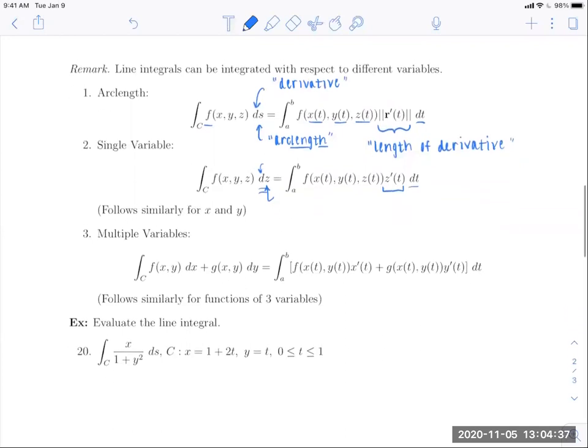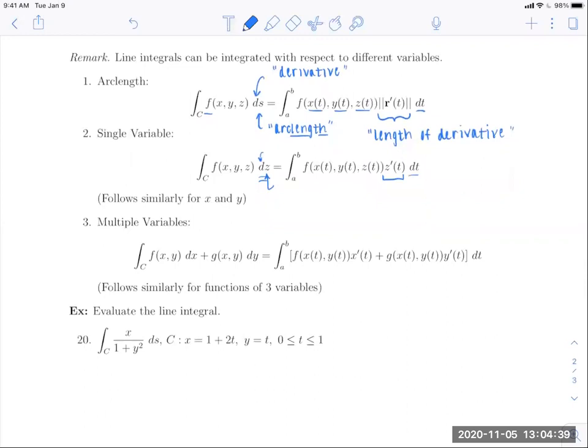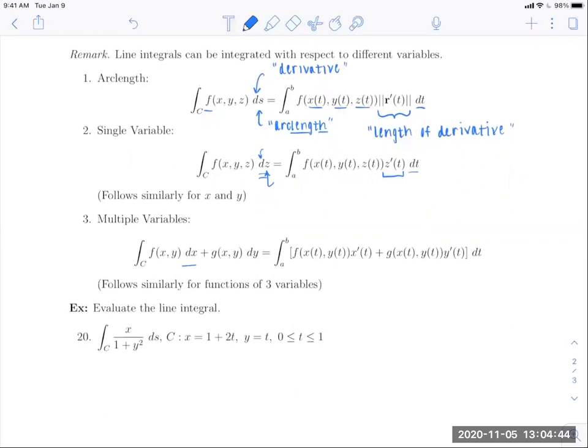And then finally, there might be instances where we want to integrate a line integral with respect to multiple variables. So you'll see I have one function with a dx attached to it, another function with a dy. Again, you want to evaluate each of these functions at x of t and y of t to get them all in terms of t. And then whatever differential you have, whether it's dx, dy, or dz, you're going to tack on the appropriate derivative. And then everything is being integrated with respect to t. So this multiple variable integral was written in terms of 2 dimensions, but similarly for 3.